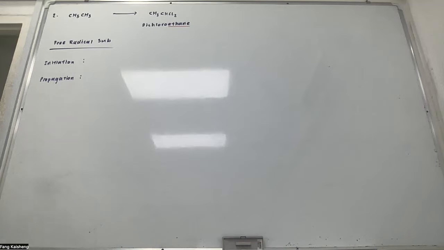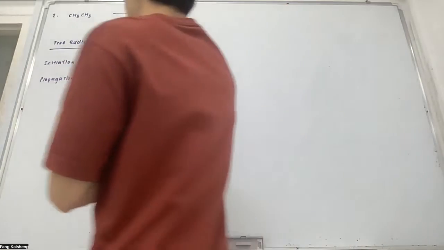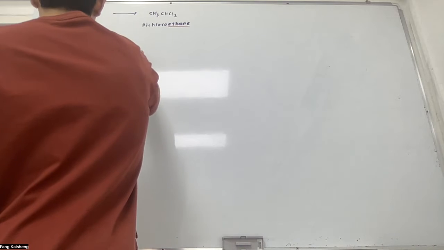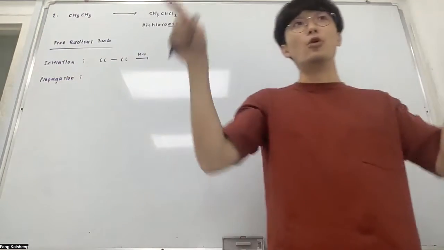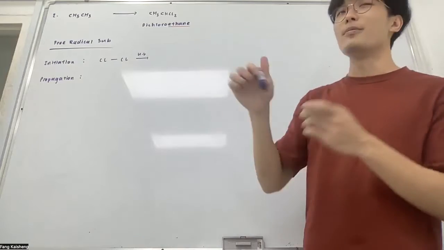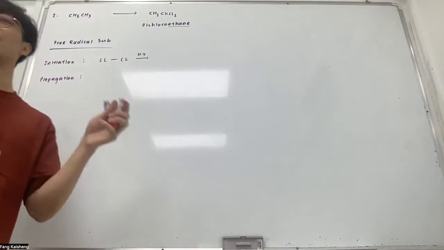Okay, let's go over this question. There are some small little details I need to talk about. First, the initiation step. The initiation step is the only step where you're required to write the arrows. First of all, you must check for UV light. Without UV light, this wouldn't even happen. Go add that in.